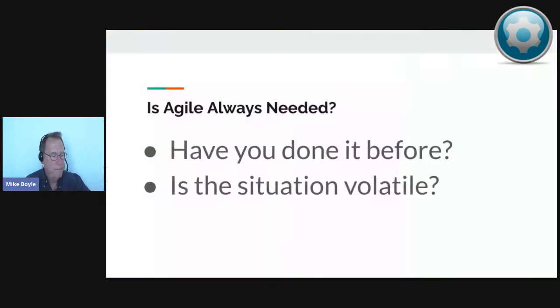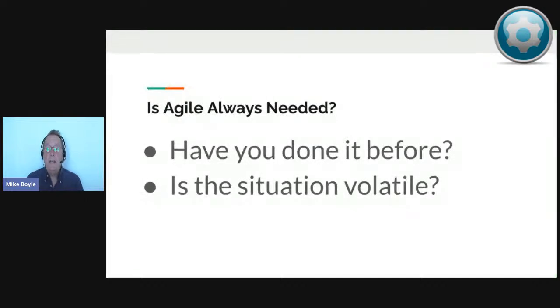Food for thought. So, as I mentioned earlier, is Agile always needed? And the answer is no. And these are only 2 questions. There are a number of questions that you can pose to answer whether you need an Agile approach, but I think it really comes down to these 2. Have you ever done it before? Is this something completely new, or do you have an idea of how it works? If you know how it works, you can plan it pretty easily, and there's no need to take a complete Agile approach.